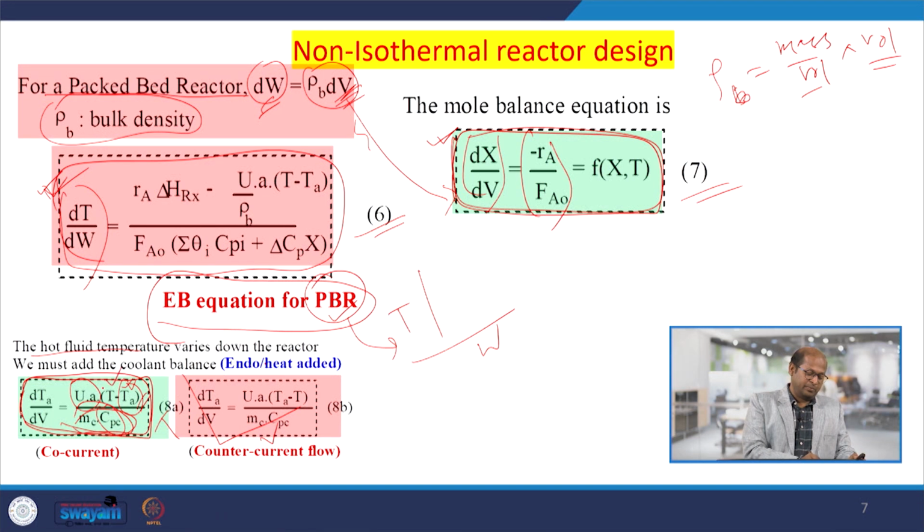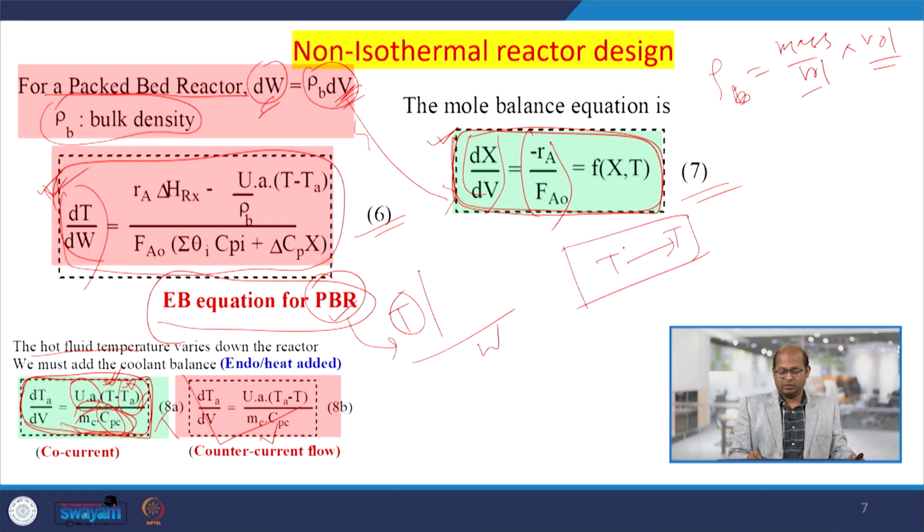This T will vary, meaning the reactor temperature, when the reactions take place inside the reactors. So this T would vary along the length of the reactor, since inside the reactors the reaction is either exothermic or endothermic, so it is not fixed. Hence it would vary. Along that, we can find out the temperature profile.